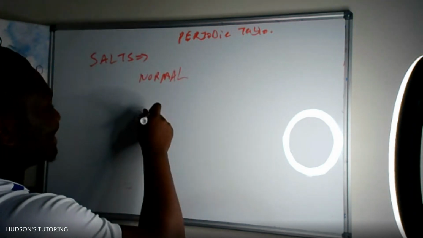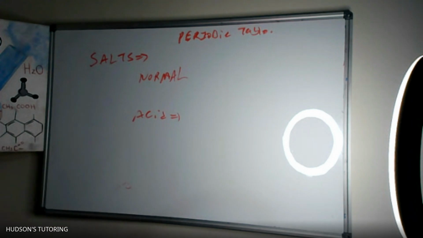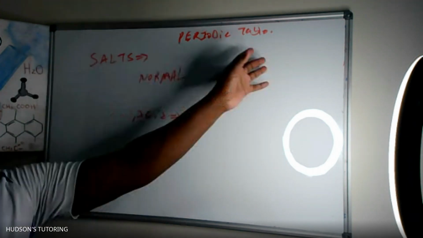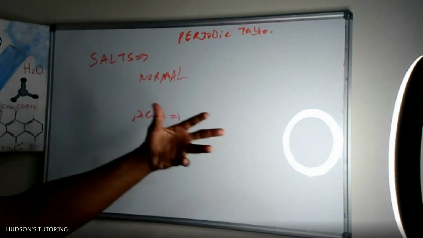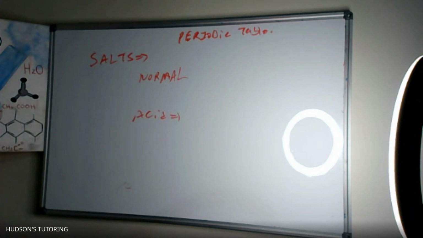Normal versus acid salt. Now, a normal salt is defined as a salt that contains no replaceable hydrogen ions and whose pH is 7 or neutral. So normal salts contain no replaceable hydrogen ions, while an acid salt contains replaceable hydrogen ions and has a pH below 7.